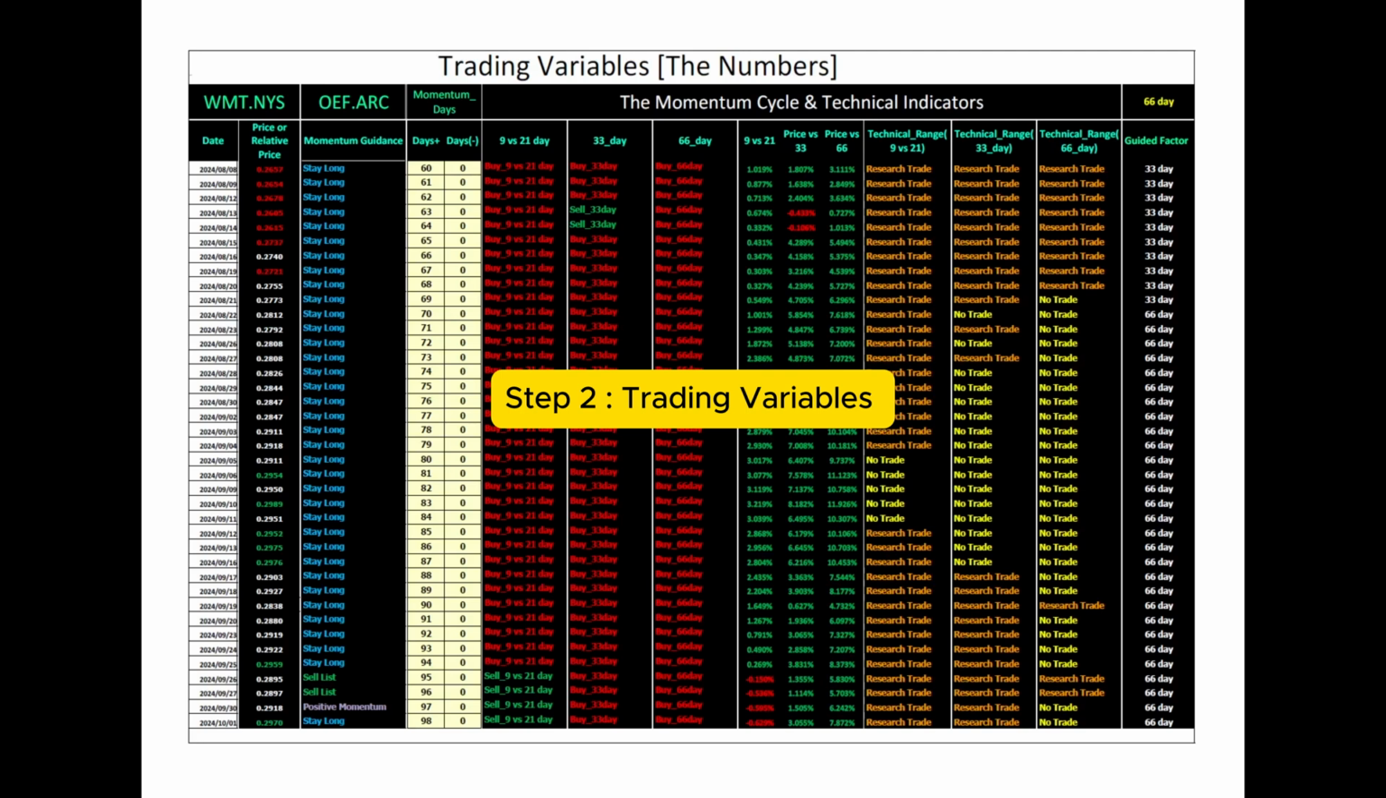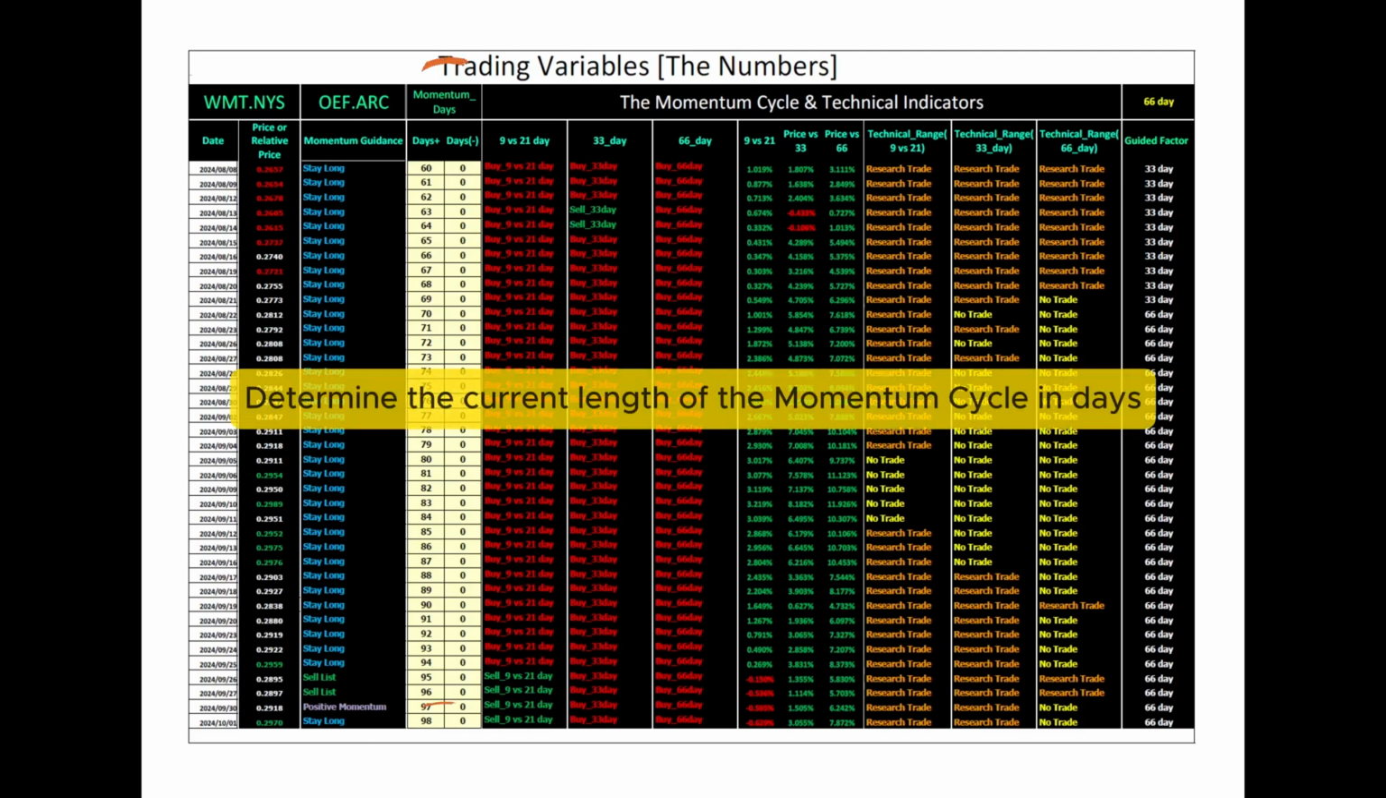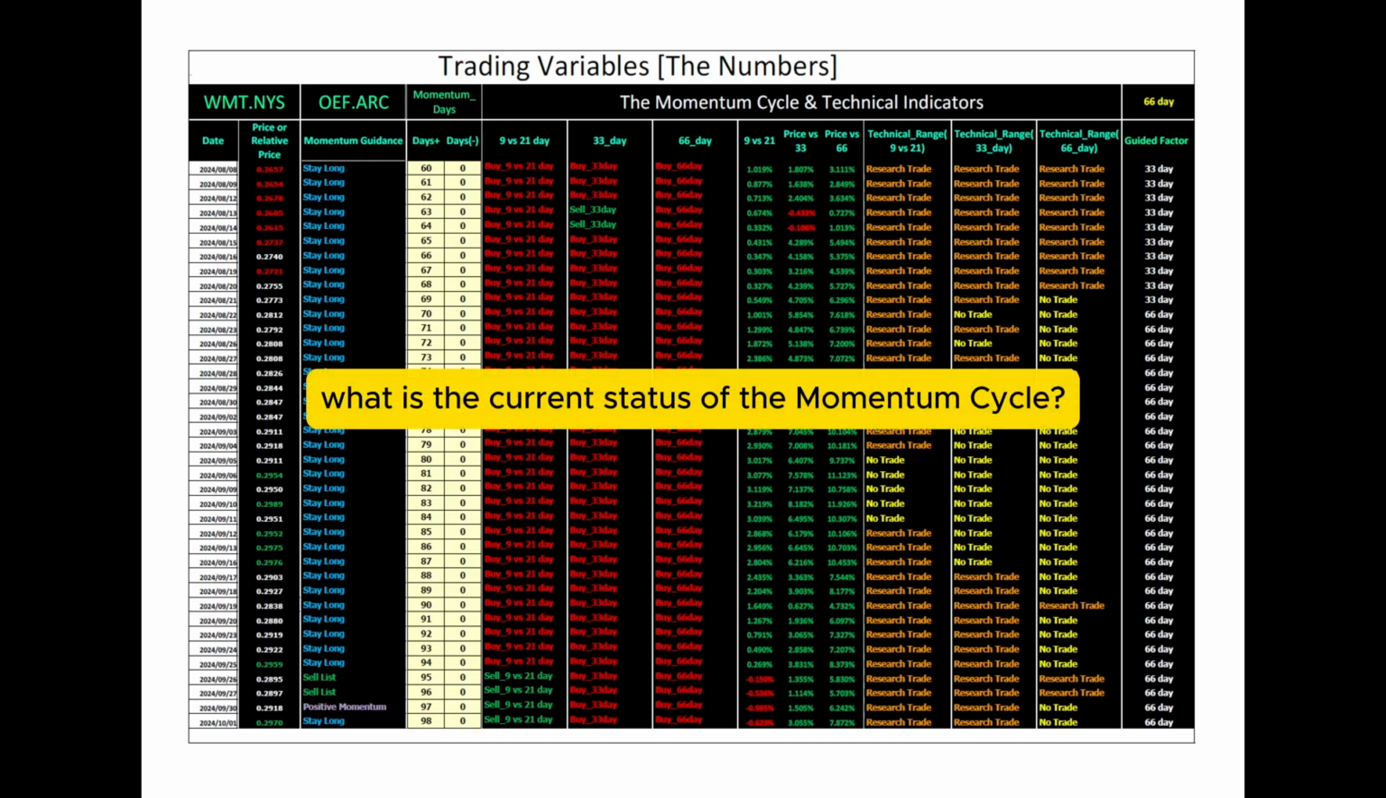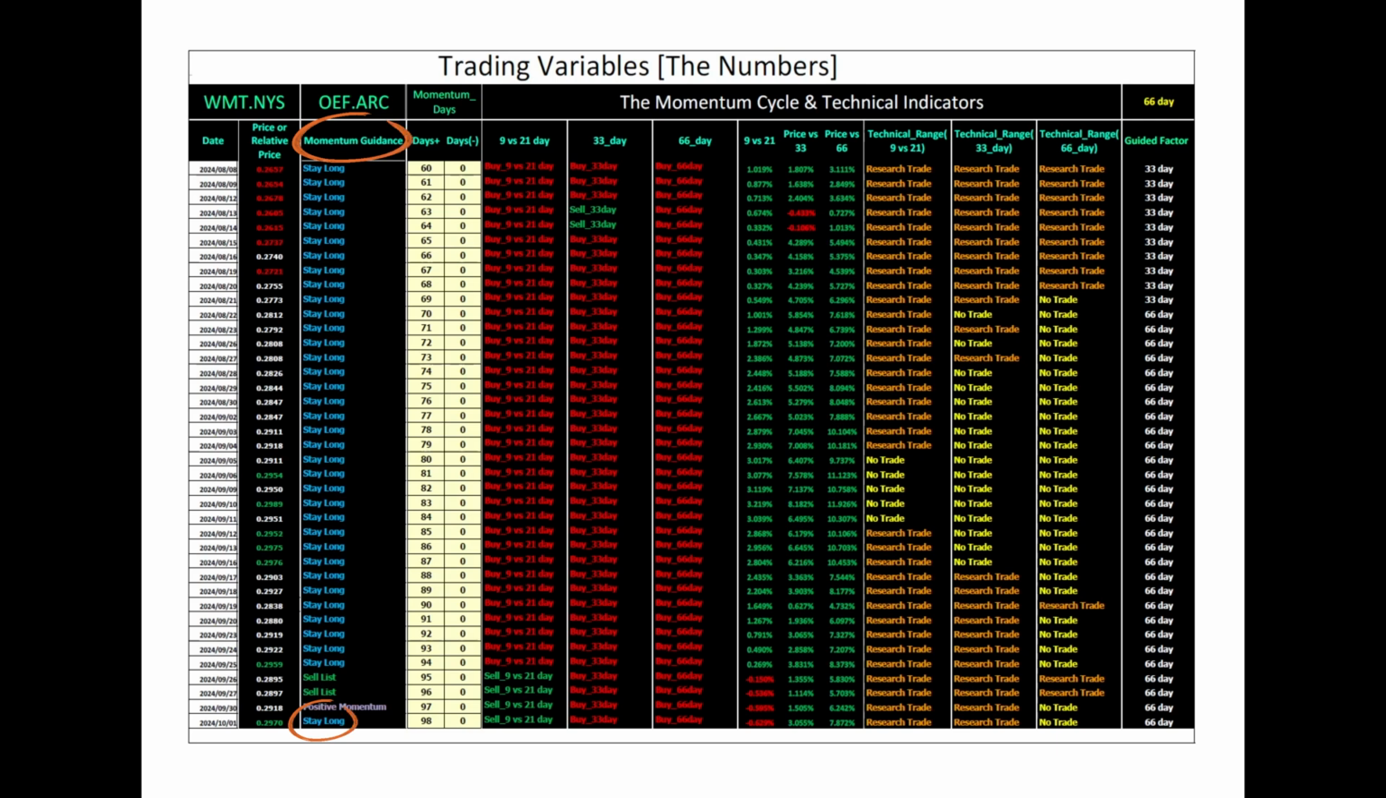Step 2. Trading variables. Determine the current length of the momentum cycle in days. In this analysis, the momentum cycle has been positive for 98 days. What is the current status of the momentum cycle? The momentum cycle has shifted from stay long to the sell list.